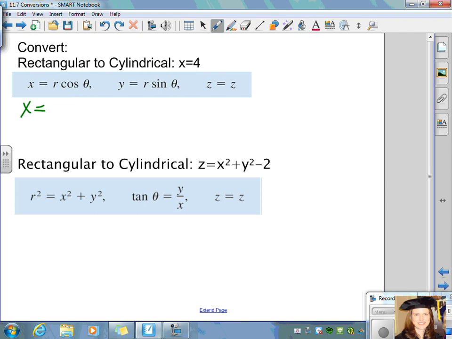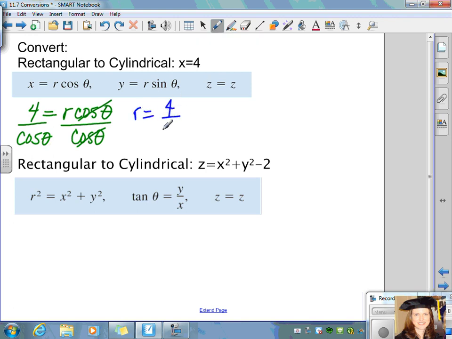Let me go back here and replace the x with 4. So 4 is equal to r cosine theta. And oftentimes in cylindrical coordinate systems, the equation is represented as r equals something in terms of theta. So if we solve this equation for r, we can divide both sides of this by cosine theta, and the right side will simplify. So we get the equation r is equal to 4 over cosine theta.